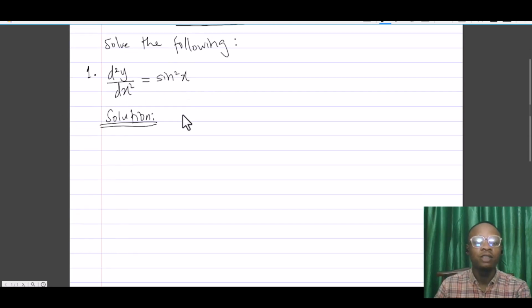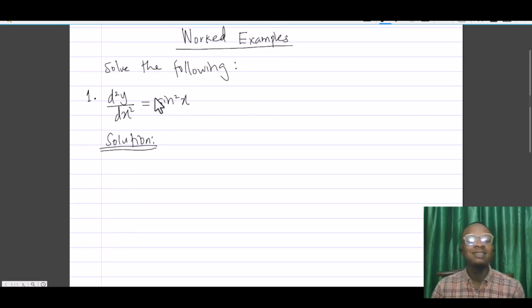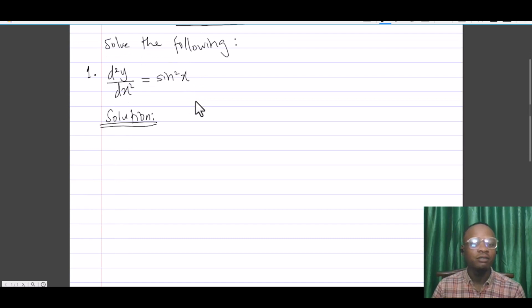So obviously, this is a second order linear equation. Yes, it is linear. We don't have any product of y or any of its derivatives. It is with constant coefficients. Yes, the coefficient of d squared y over dx squared is 1, and it is non-homogeneous. Yes, we can see sine squared x is right here. So how do we solve this kind of equation?